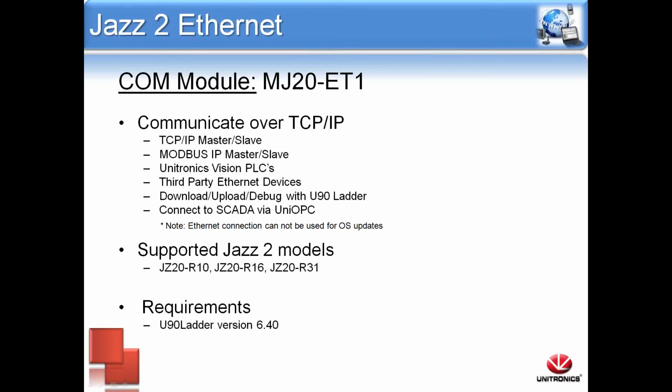The supported Jazz2 models are the JZ20 R10, the JZ20 R16, and the JZ20 R31. Please note that there are requirements to use the Ethernet module. You must use U90 ladder version 6.4.0 or greater. Also, you cannot use the Ethernet connection to download any OS updates.